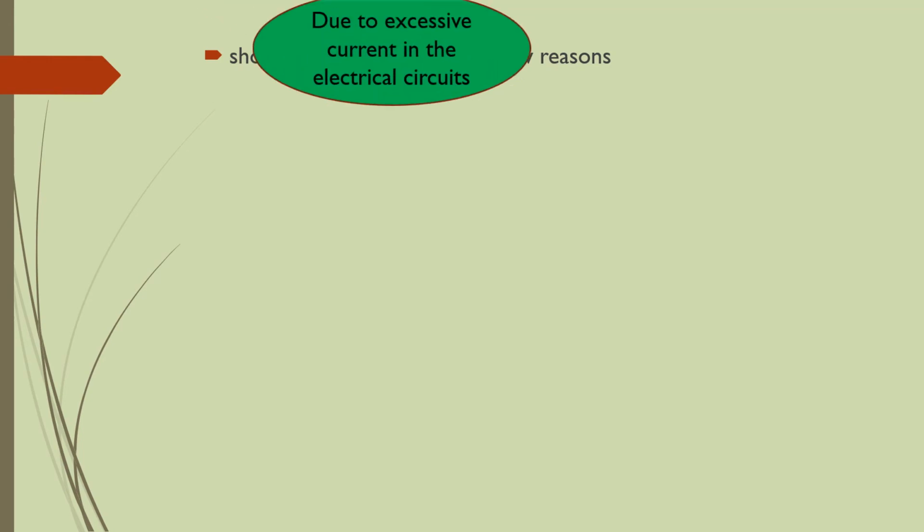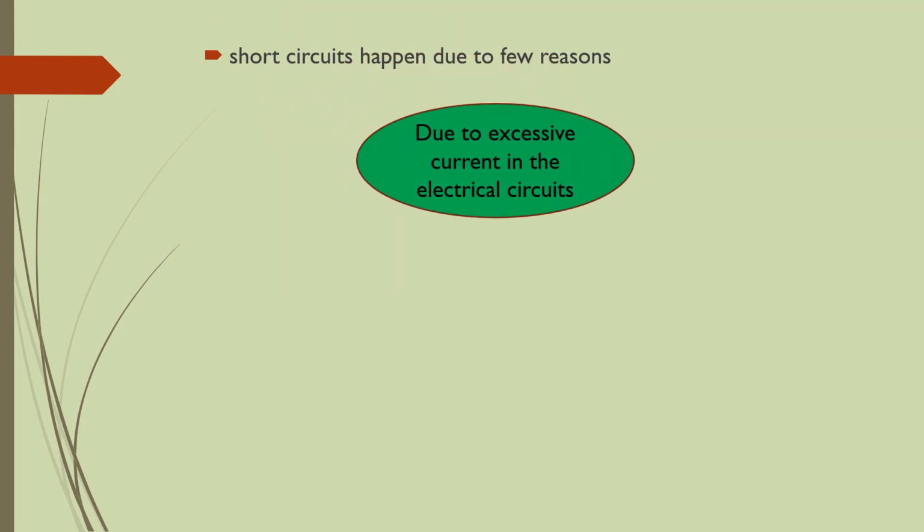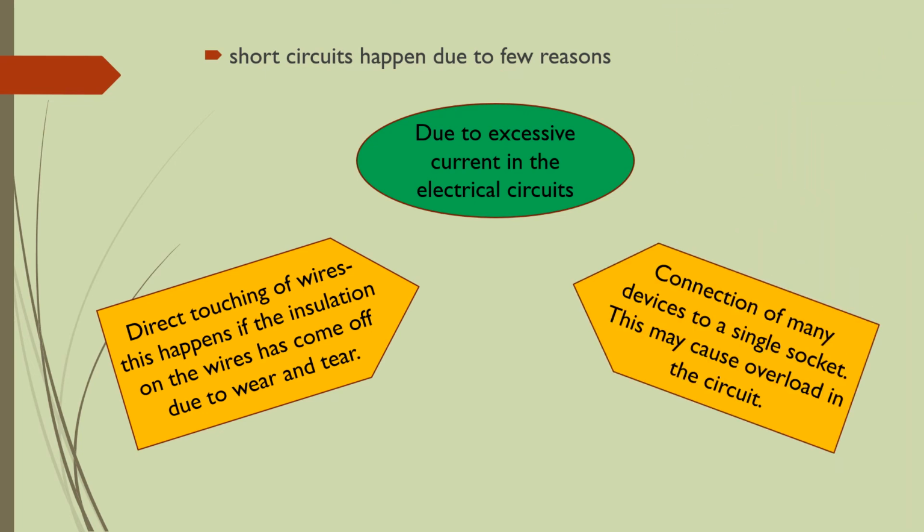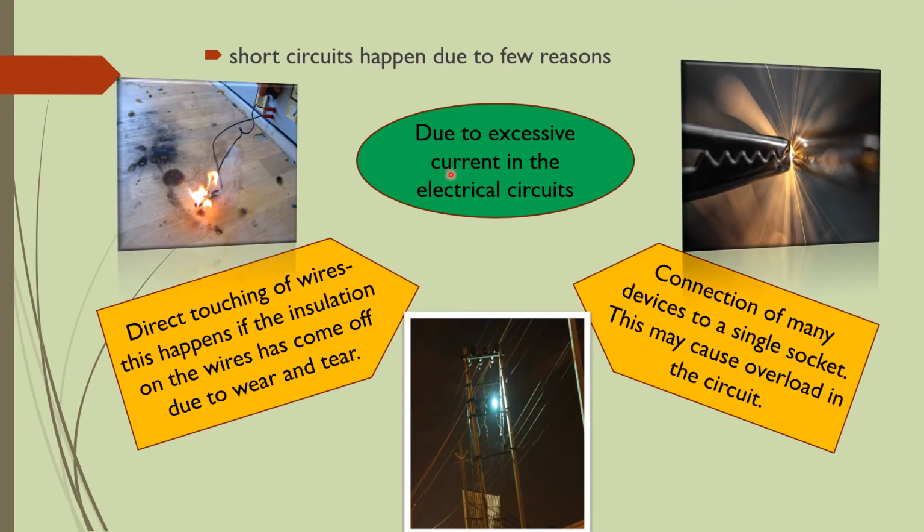Short circuit. How does a short circuit happen? Short circuits happen due to a few reasons. Due to excessive current in the electrical circuits. Whenever there is excessive current in the electrical circuits, a short circuit happens.